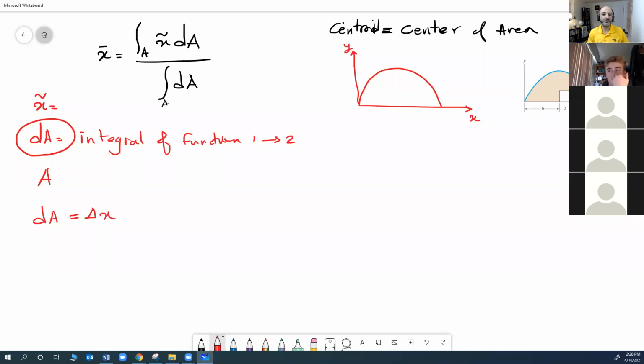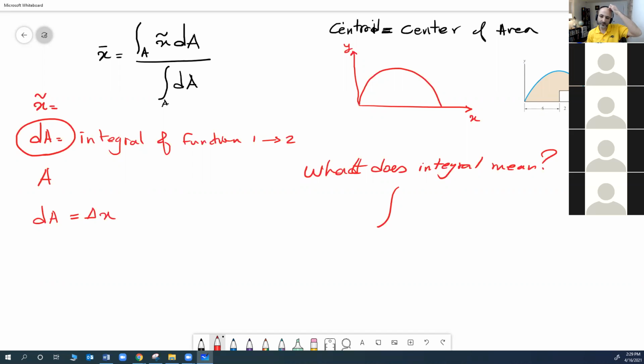So let me ask you a more basic question. What does integral mean? It's the area under your curve. No, integral in general. What is an integral? You're correct, the answer of the integral is the area under the curve. But what is the meaning of integral? What do we do when we integrate a function or do an integral? What do we do?